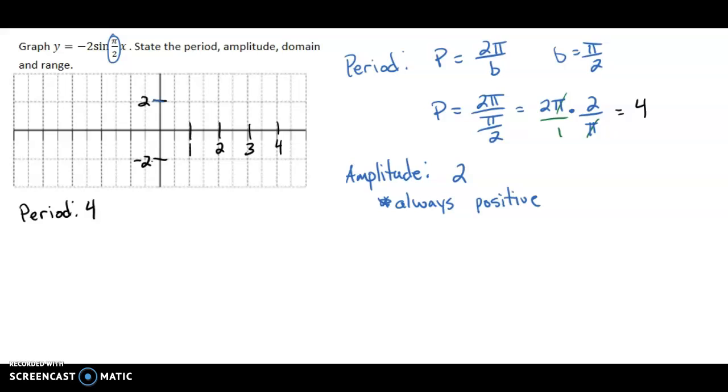So this is going to stretch the graph out vertically. Okay, and then we have this negative sign here. So what does that negative do? The negative in front will reflect it over the x-axis. Or you can just think of it like it flips it.